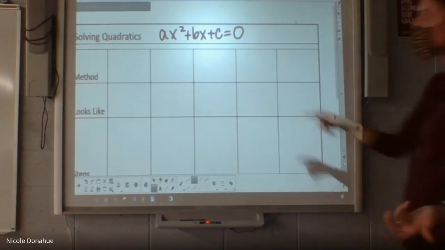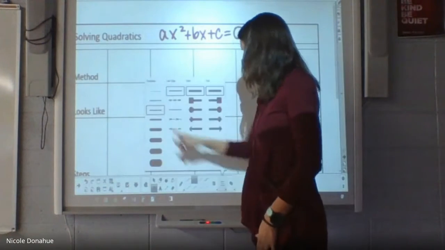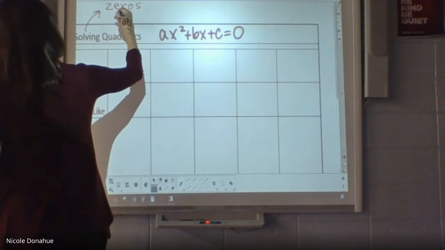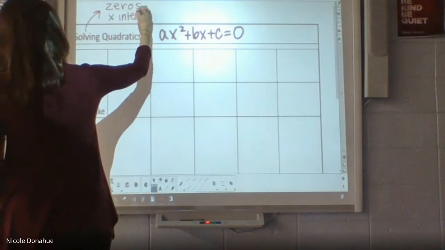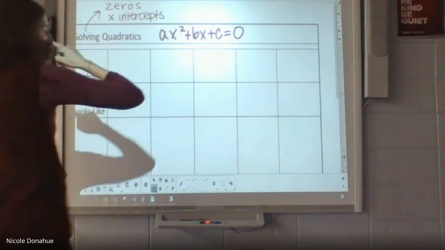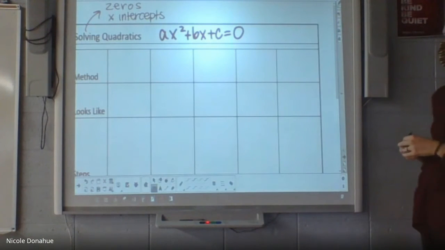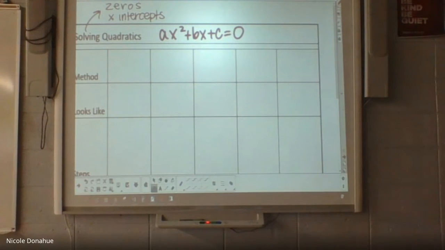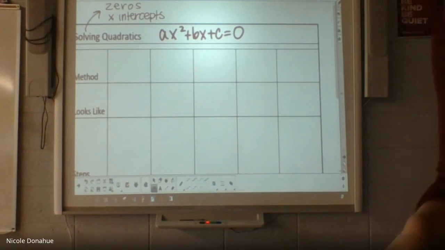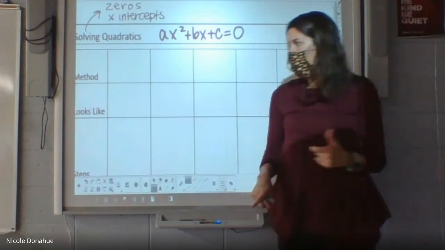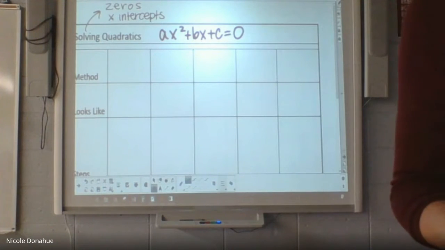And when we're solving, reminder, we're looking for the zeros of the function. So we're looking for the x-intercepts. So we're trying to find those solutions. And so I'm going to go through the different methods. And we've really learned 5. I think we have 5. Yeah, 5 different types.